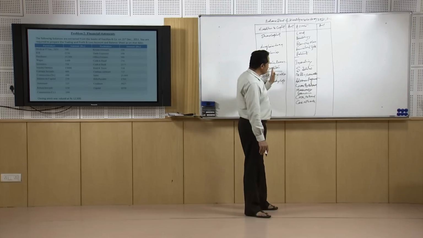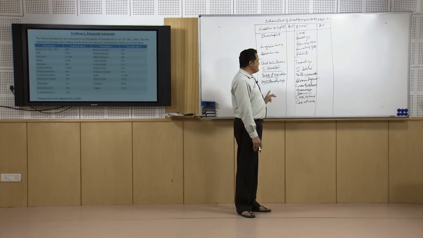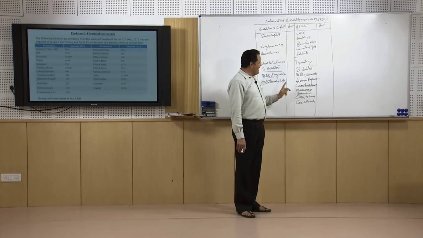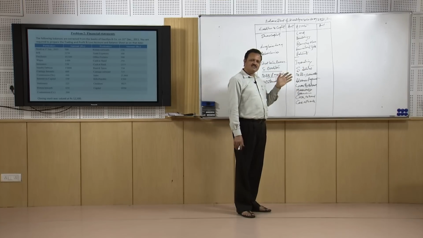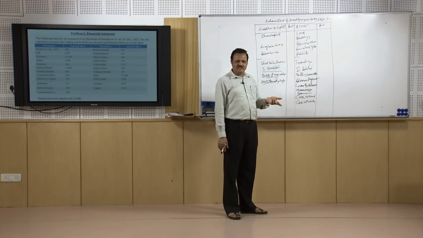But if this side is bigger than this side, it means the firm is in a difficult state, because liabilities are more than the assets. And if this side is bigger than this side, then the firm is in a very good state. But normally we don't show that kind of balance sheet to the general public.